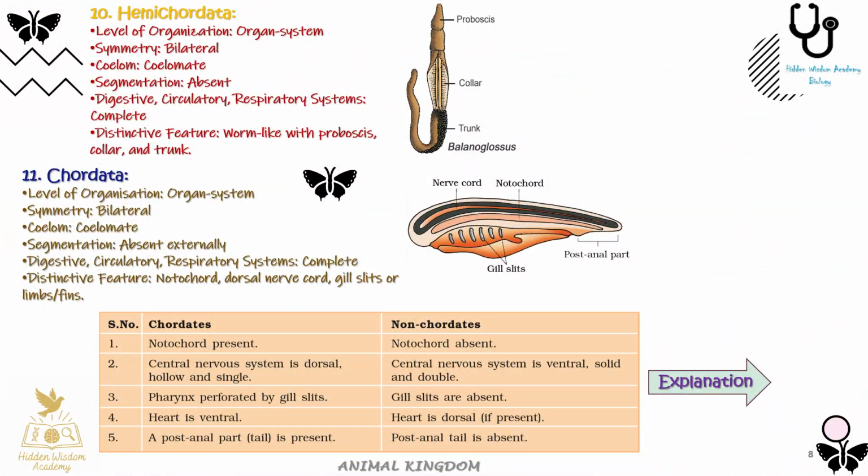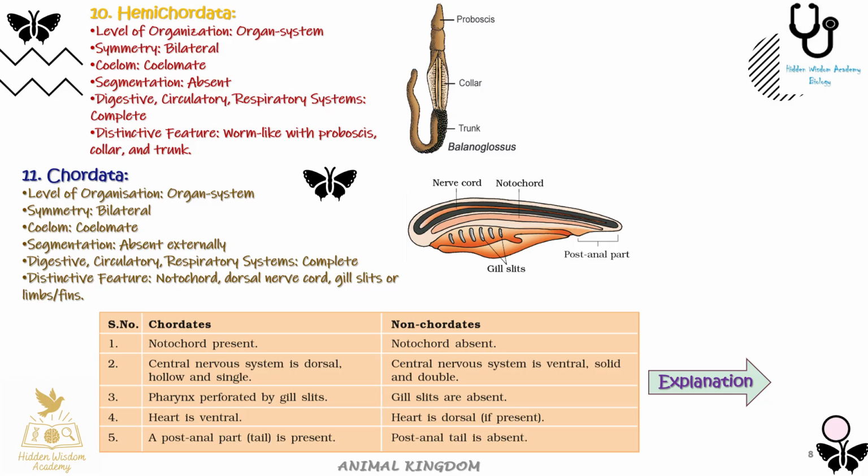Let's move to Hemichordata, known as the half-chordates, which are bilaterally symmetrical, coelomate, and unsegmented. They have all major systems present. A key feature is the division of their body into a proboscis, collar, and trunk.